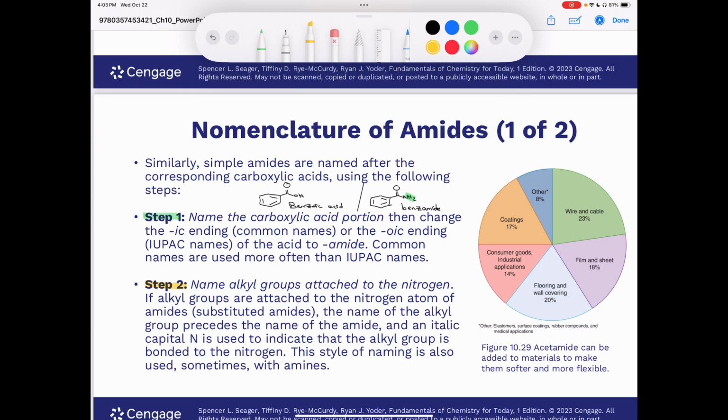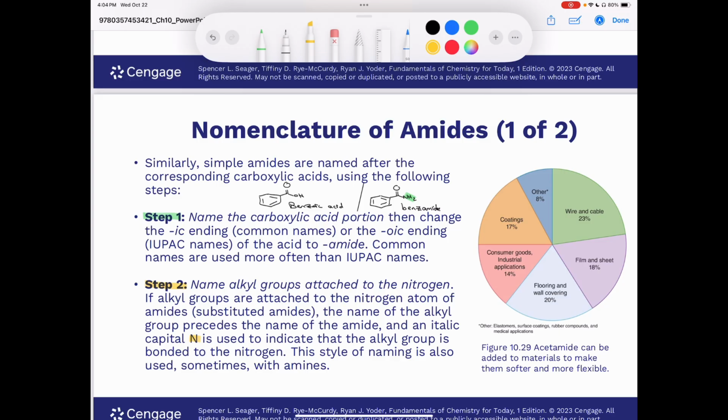The way you do it is you name the alkyl group, and it's going to be preceded by the capital letter N. So let's say you have a methyl group, you'd say N-methyl, or if you had two methyl groups, you'd call it N,N-dimethyl. Or if you had two alkyl groups that are different, you'd put them in alphabetical order.